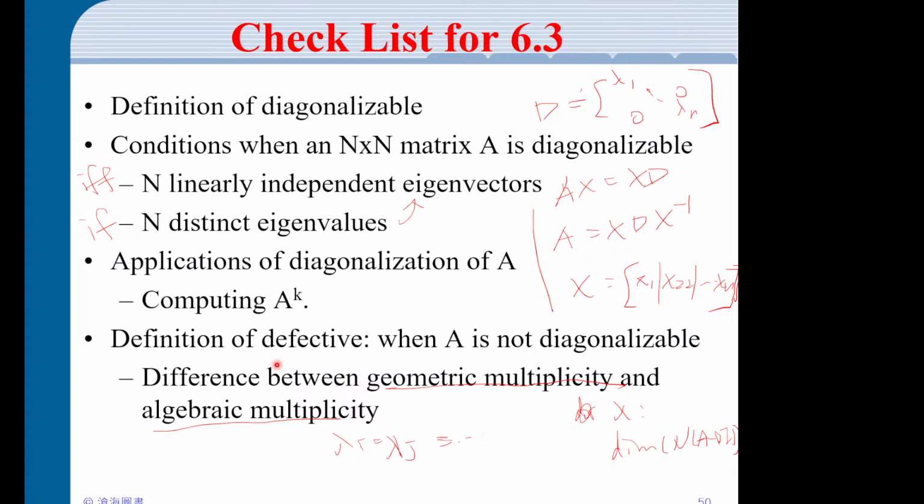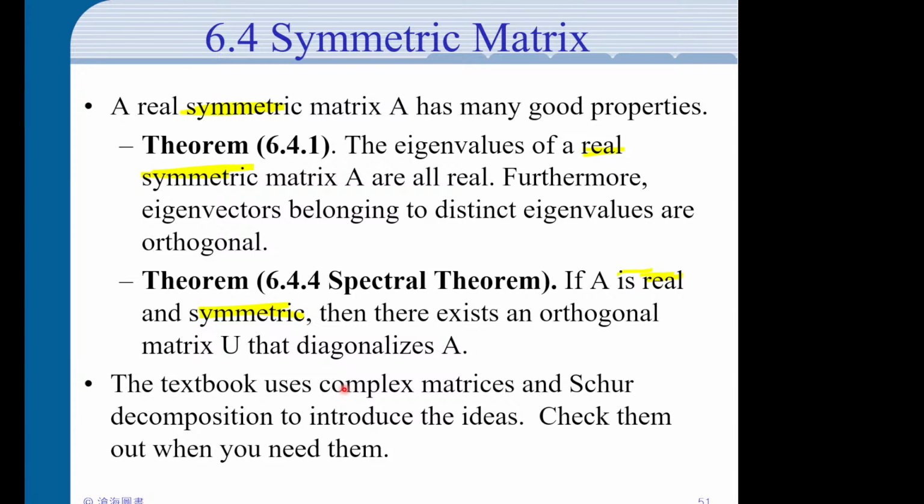Oh, also something we skipped is that if you diagonalize your matrix, then you can calculate A to some power easily. Because if you multiply many A together, then you have a string of A's, and the X minus 1 and X will cancel out. So this A to the k, you can just take X and D to the k. Okay, so that's a small review of chapter 6. Any question? Okay, then we go to the next part.